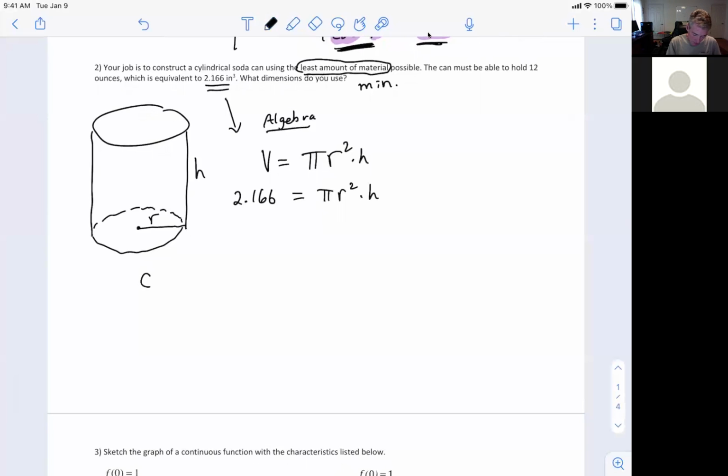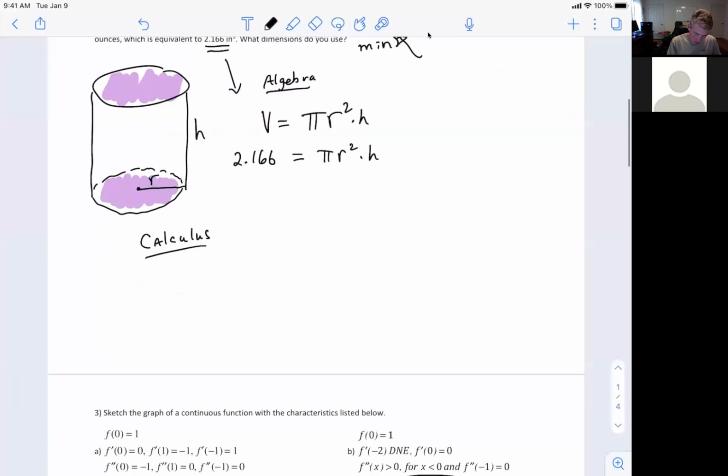So next for the calculus part. This is what we're supposed to find the minimum of, the amount of material. And the amount of material, well, it's got to have a top and a bottom. So the top and the bottom are both circles. So that means that the area is pi r squared. So the surface of the can is made of two circles whose area each are pi r squared.